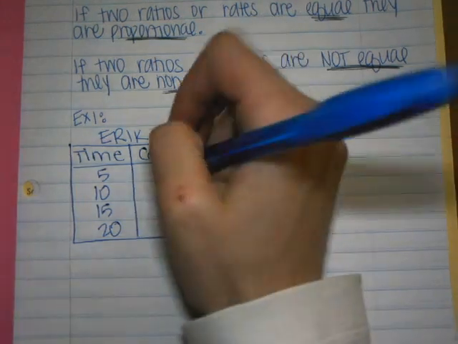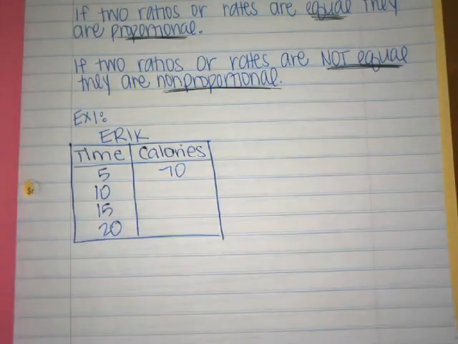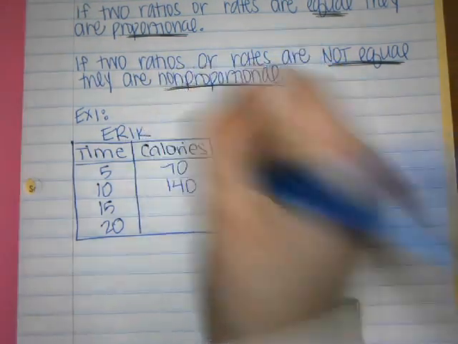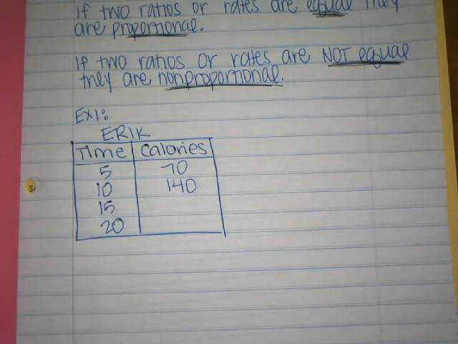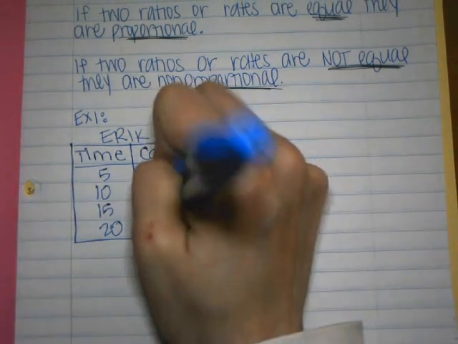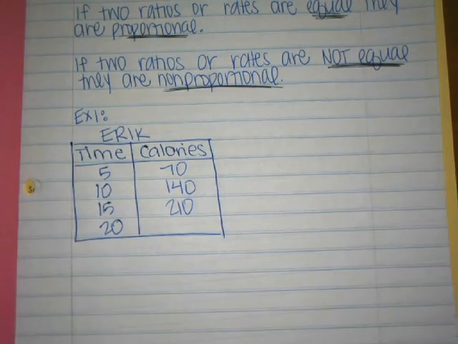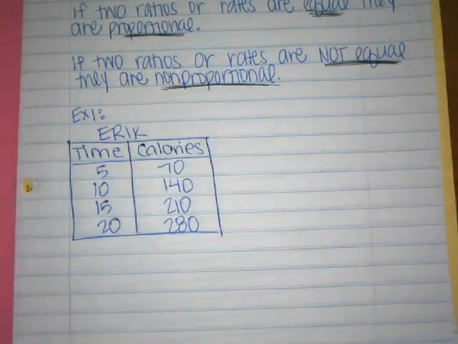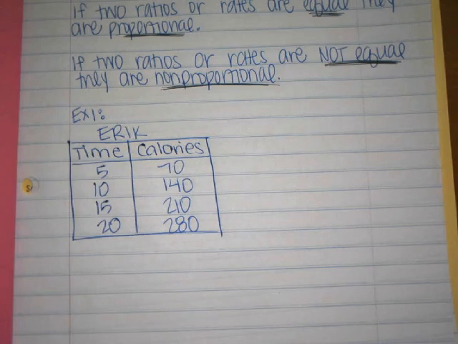After 5 minutes, he noticed he had burned 70 calories. After 10 minutes, he noticed he had burned 140 calories. After 15 minutes, he burned 210 calories. And after 20 minutes, he burned 280 calories. We want to know, is this a proportional relationship? Is this equal? Is this proportional? What do you think? Yes. Why would you think that?